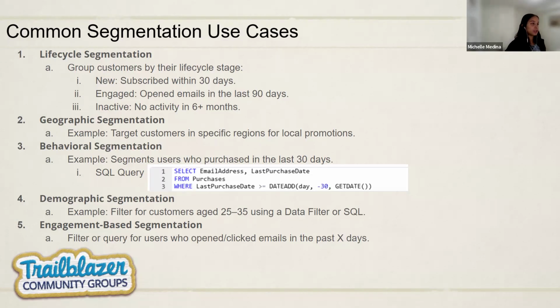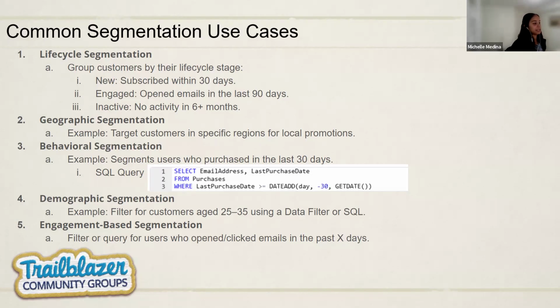And then also you can segment based off of behavior. So for this example here, this is a SQL query where you can segment users who have purchased in the last 30 days. Again, you'll see the fields that you're pulling in your select clause, your from purchases, which is your source data extension, and then your where clause, which is filtering for that last purchase date to be in the last 30 days. And then you can also segment for demographics, right? So you can filter customers based on age, again, using a data filter or SQL.